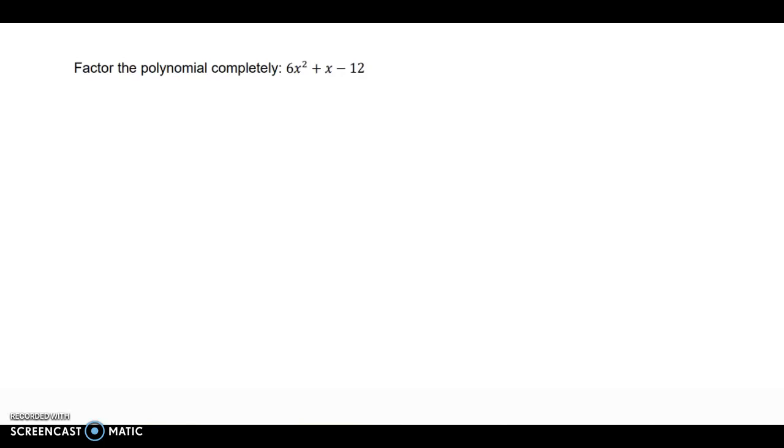Factor the polynomial completely. Here we have 6x squared plus x minus 12. First thing I'll check, do we have a greatest common factor? No, nothing will factor out of all of those. I've also got it written in descending order, meaning I've got my x squared term first, and then x, and then my constant term.